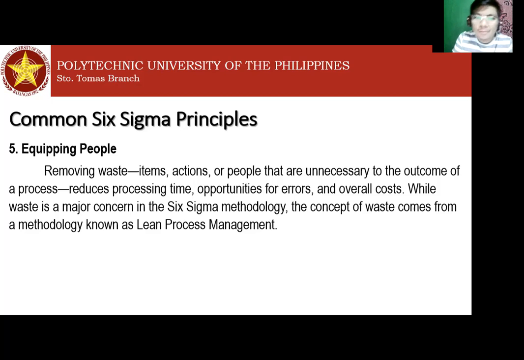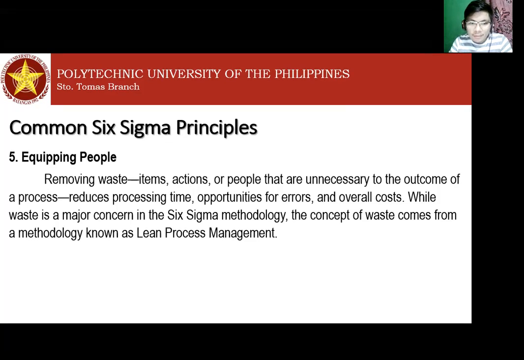Number 5, the fifth common Six Sigma principle is equipping people. I'm sorry, hindi ko nabago yung definition. But in equipping people, implementing improved processes is a temporary measure unless organizations equip their employees working with processes to monitor and maintain improvements. After we improve the processes, syempre, we have to improve din yung ating manpower, yung ating workforce. Kasi sila yung gagawa ng process, kumbaga, in terms of production line, mga operators natin, sila yung gagawa ng process na in-improve natin.